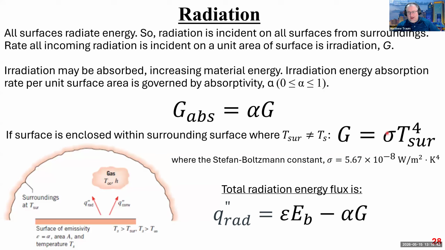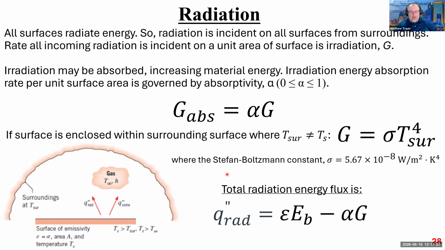This little guy here is a sigma, but in Greek, and that is the Stefan-Boltzmann constant. It is a constant value, 5.67 times 10 to the minus eighth watts per meter squared Kelvin to the fourth. Notice the fourth power here and the fourth power here, those cancel out, and you end up with irradiation being in units of watts per meter squared, just like all of the other energy flux terms that we talked about.